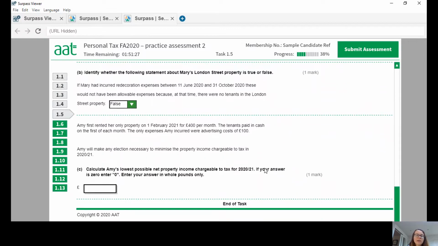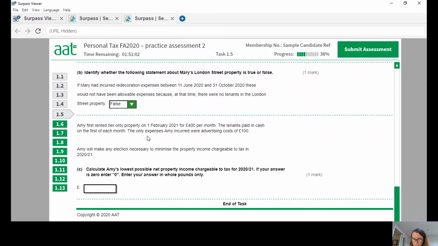Amy first rented her only property on the 1st of February for £400 per month. The tenants paid in cash on the 1st of each month. The only expenses were advertising costs of £100. Amy will make any election necessary to minimise the property income chargeable to tax.